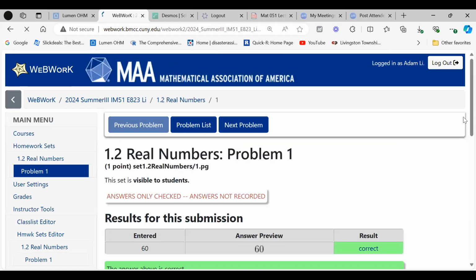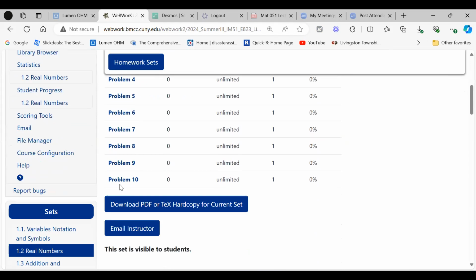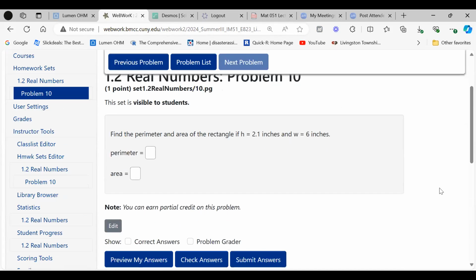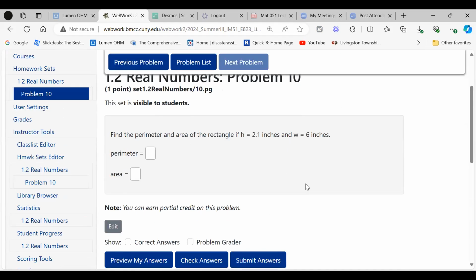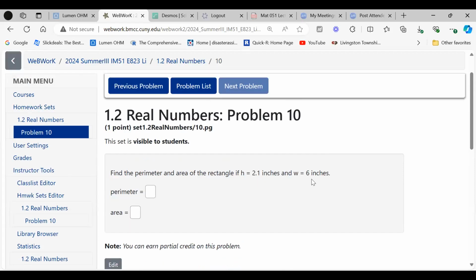Very straightforward. And then you can just jump to the problem list. Let's say you jump to the last problem here. It's about a rectangle, right? So the perimeter and the area of the rectangle, where H equals 2.1 and W equals 6. H here means length, right? The length is 2.1 inches, and the width is 6 inches. You want to find the perimeter and also the area. For example, like this one.